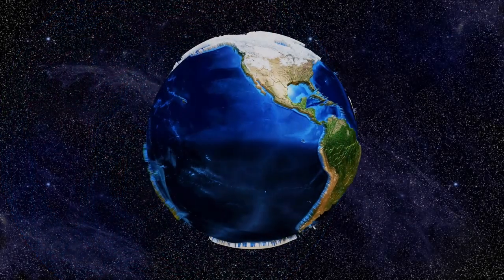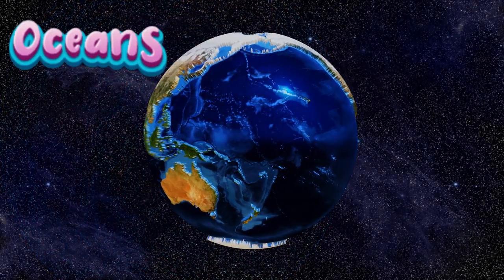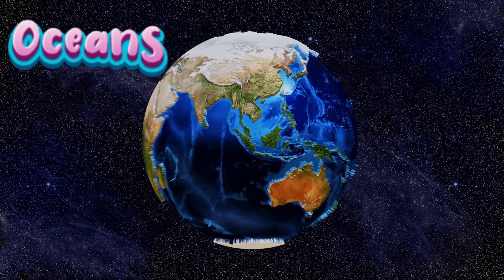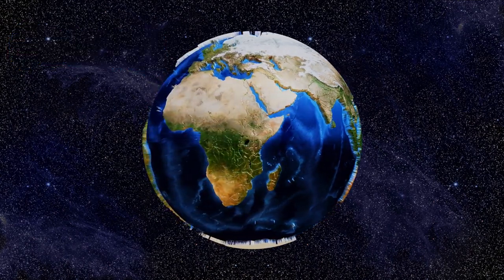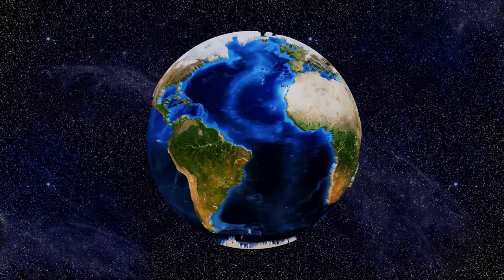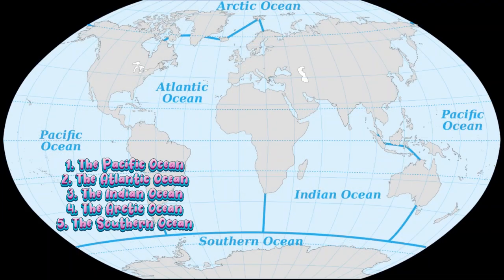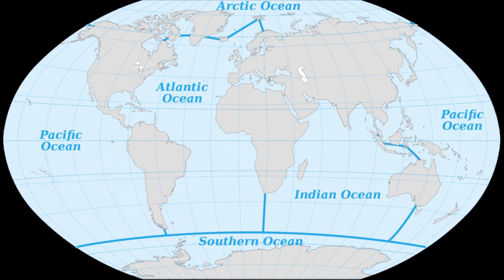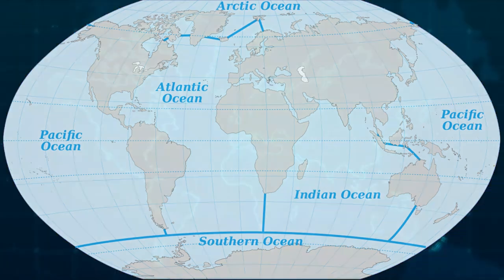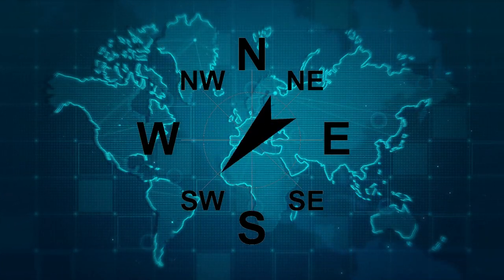The large areas of water are called oceans. The smaller areas are called seas. There are five oceans. They are: the Pacific Ocean, the Atlantic Ocean, the Indian Ocean, the Arctic Ocean, and the Southern Ocean. Most maps are drawn in a way that north is at the top.